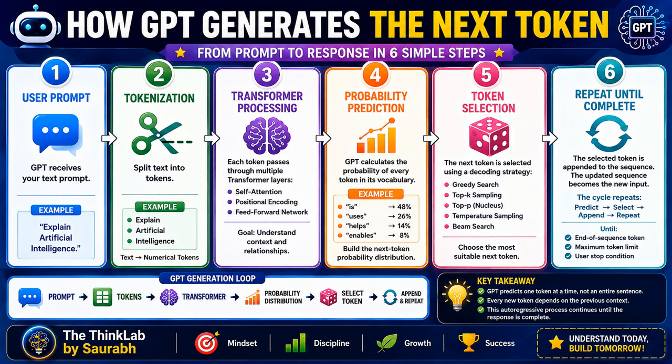Beam search is also very important. Beam search is another strategy. It explores several possible sequences simultaneously before selecting the best one. Different applications choose different decoding strategies.